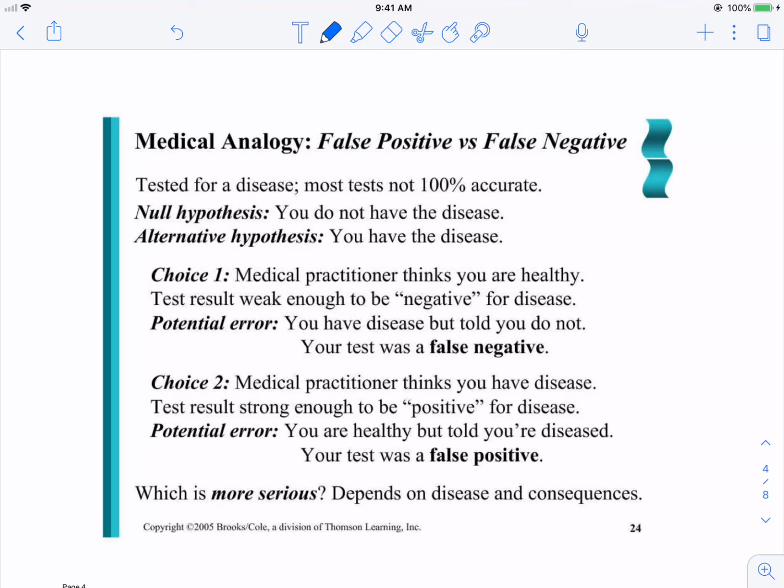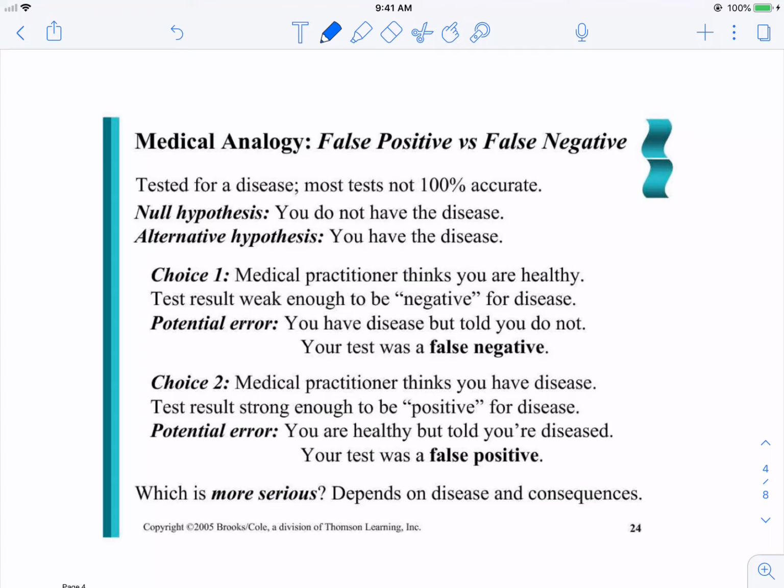So let's take a look at a case right here, kind of like what we just talked about. Null hypothesis is that you do not have the disease. Alternative hypothesis is that you do have the disease. So the test result comes back negative for the disease. The potential error would be that you have the disease, but you are told that you do not. This was a false negative.